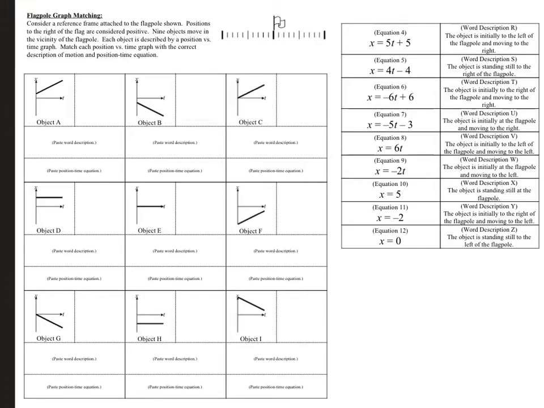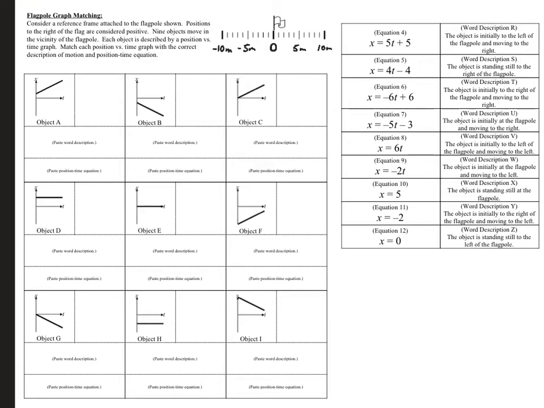All right, so now let's talk about the flagpole matching activity. So consider a frame of reference attached to the flagpole shown. Positions to the right are considered positive, so that means positions to the left are considered negative. So what does that mean for my diagram? If I'm looking at the flagpole up here, that means I'm taking the flagpole to be 0. That means if I'm talking about meters, then this would be 5 meters, this would be 10, this would be negative 5 meters, and this would be negative 10 meters.